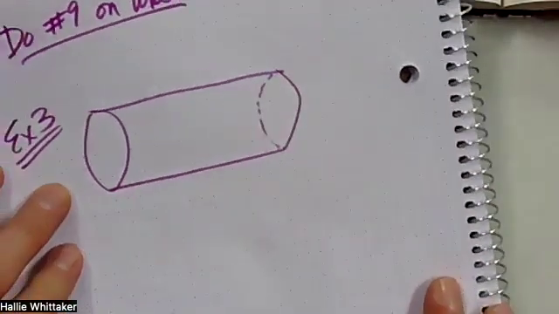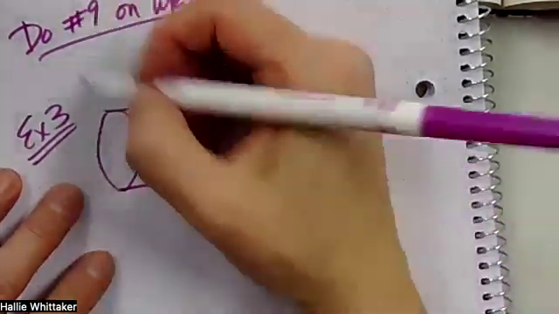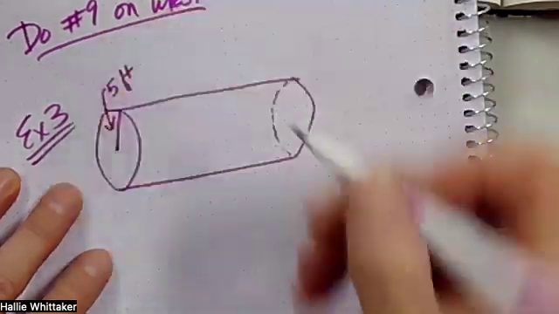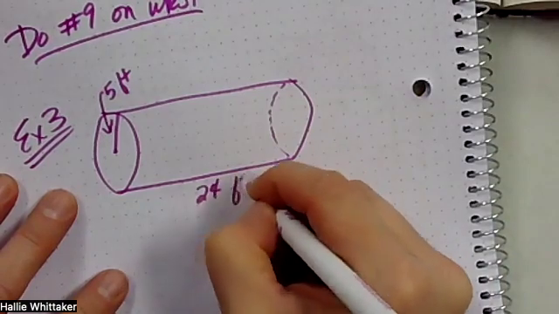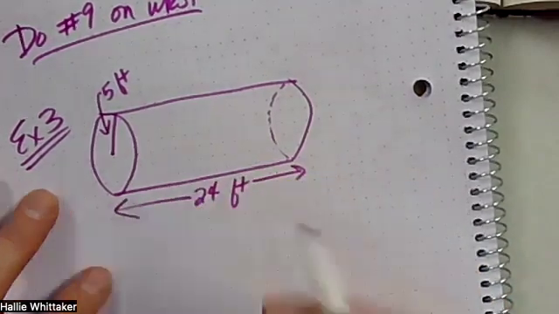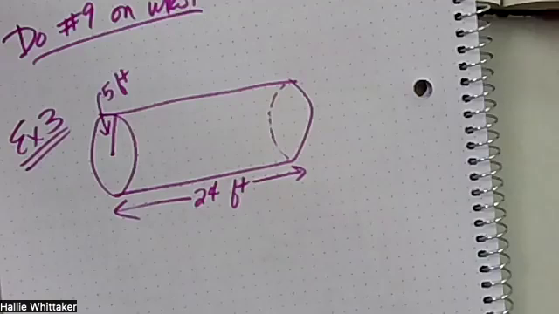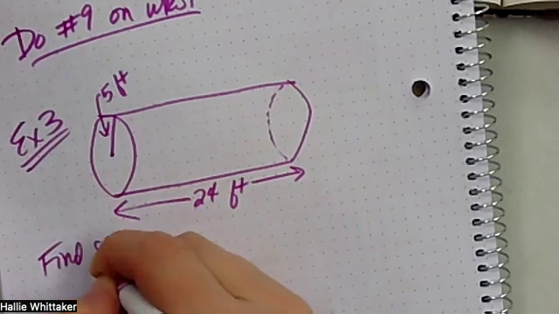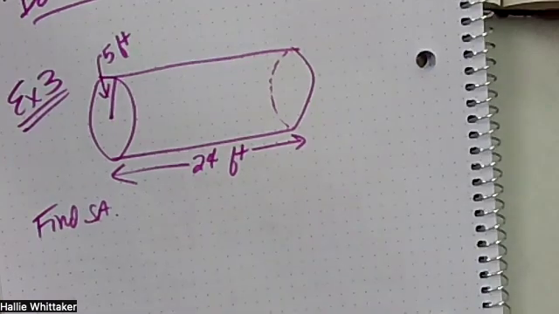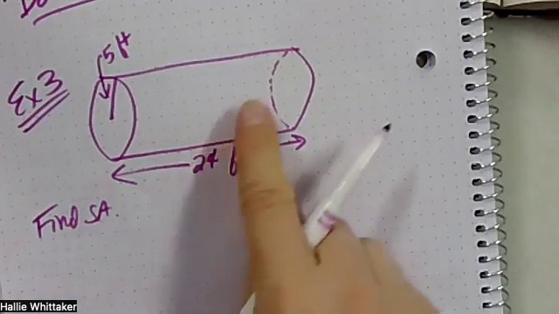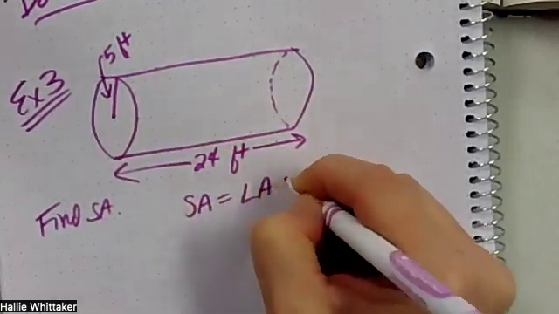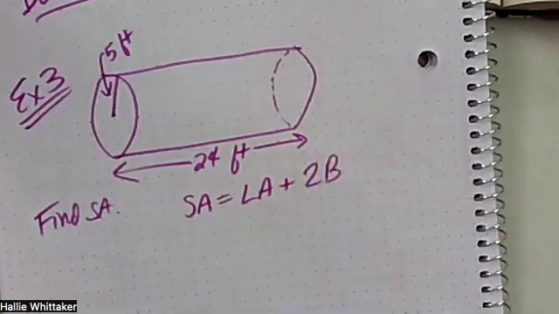Okay, kind of a long cylinder. This time the radius is 5 feet. We've got a height or a length of 24 feet, however you want to think about it. And this time, all they say is find the surface area. So they may not tell you first that you've got to find the lateral area, but you know that the surface area of a cylinder is the lateral area plus the area of both the bases.